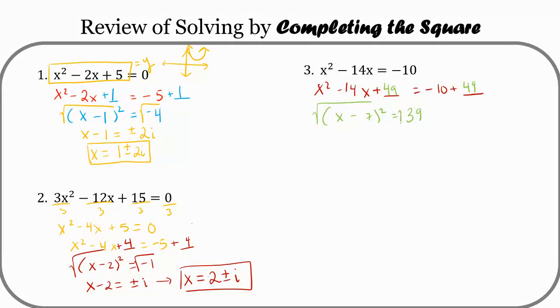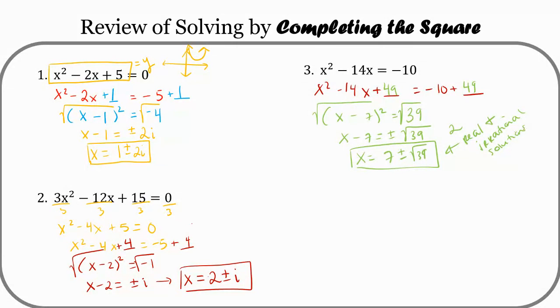So when I go ahead and take the square root, you've got x minus 7 equals, what is that, 3 times 13. So it can't be simplified. Plus or minus the square root of 39. So x equals 7 plus or minus the square root of 39. So I get 2 real solutions here, and irrational. That's what that means. I'm not going to go into a calculator. We haven't picked that up yet.